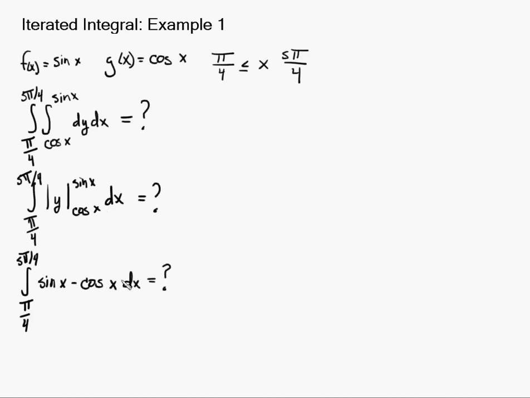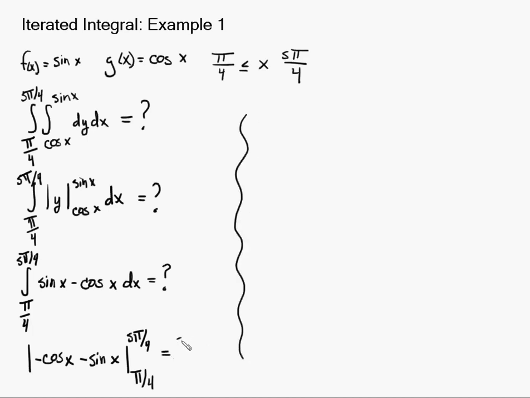This is straightforward, easy to integrate, so I just take the integral of sine and we're going to evaluate it. I get negative cosine of x, my bad, minus cosine x minus sine of x, and this is evaluated from 5 pi over 4 to pi over 4. So then I'm going to go over here, finish this out.